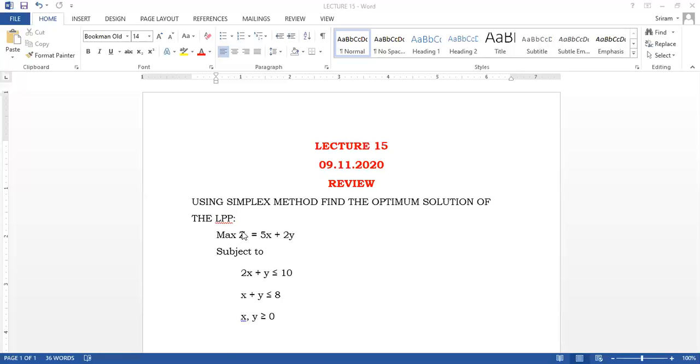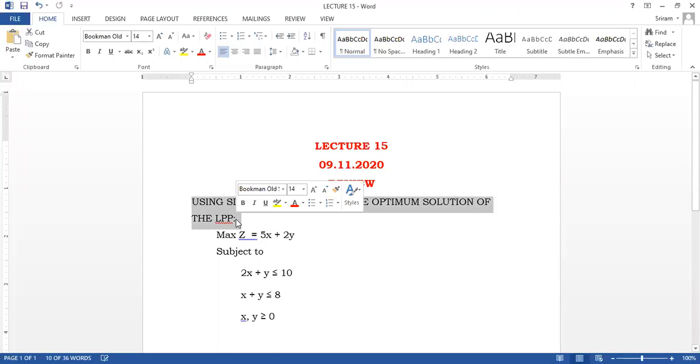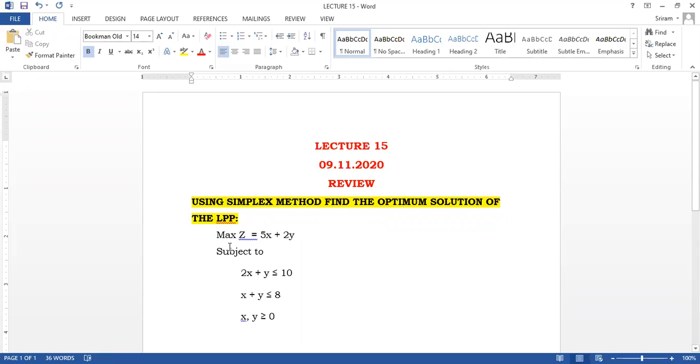See dear, using the simplex method, find the optimum solution of the LPP, and they have given the LPP here: maximum z is equal to 5x plus 2y, subject to the condition 2x plus y less than or equal to 10, x plus y less than or equal to 8, and x and y always greater than 0.